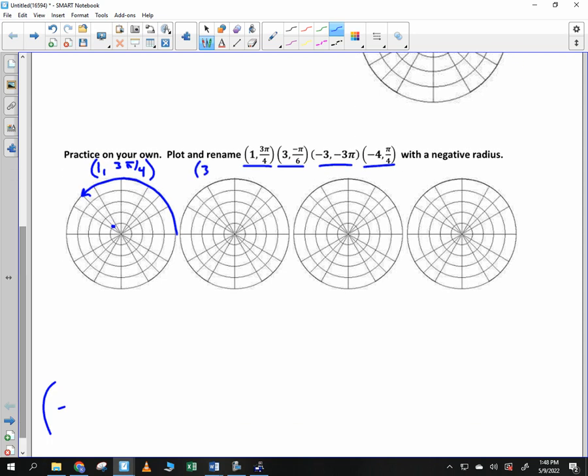All right, here we have 3, negative pi over 6. How many degrees is pi over 6? 30 degrees, because it's negative pi over 6. Negative 30 degrees will be down at 330, as Patrick says. So I'm going to rotate to right there. And then the 3 means I move 3 units in that direction.